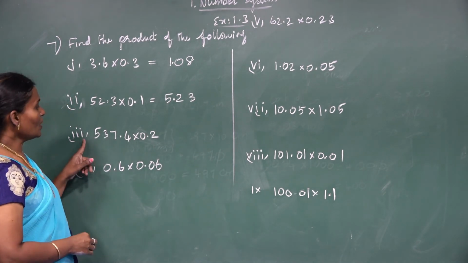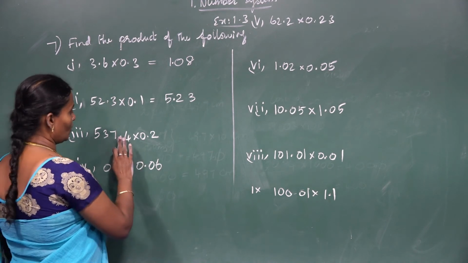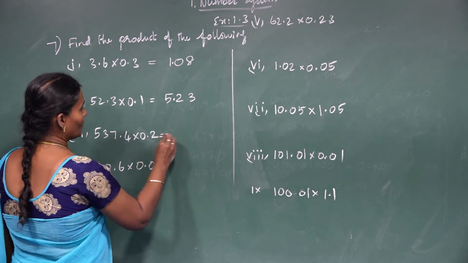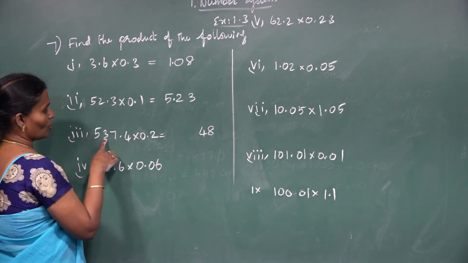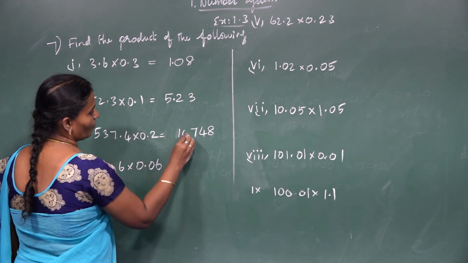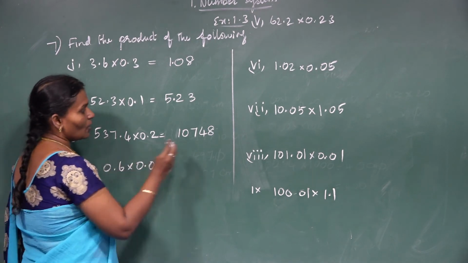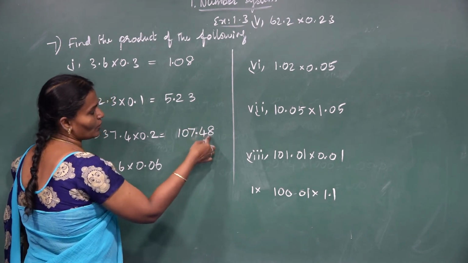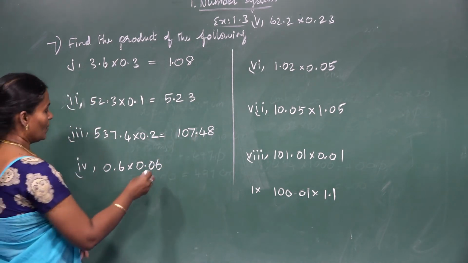Now see the third question. 537.4 multiplied by 0.2. So multiply by 2. You no need to see this decimal place, just remove that. Now multiply. 4 2s are 8. Then 7 2s are 14. Remaining 1, 3 2s are 6, 6 plus 1 is 7. Then 5 2s are 10. So that is 10. Now see here how many decimal places? 1, here 1. So totally 2 decimal places. So you put the decimal point after 2 digits. 1, 2. So 107.48.